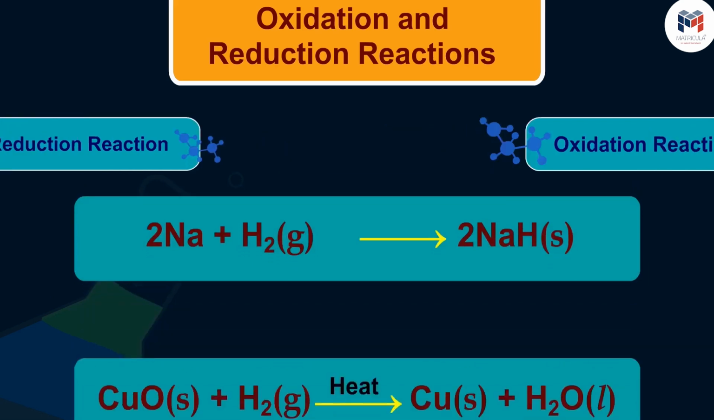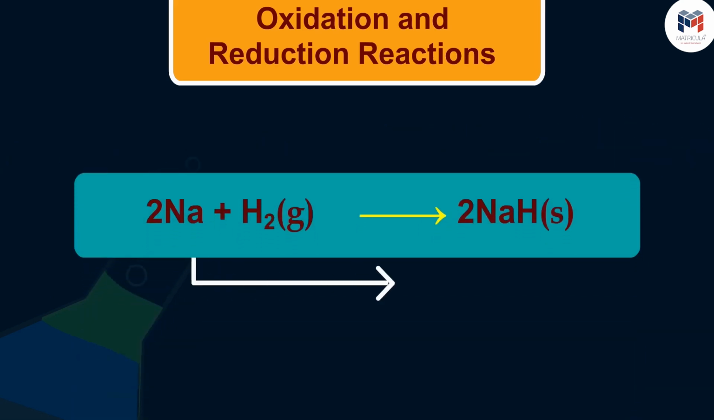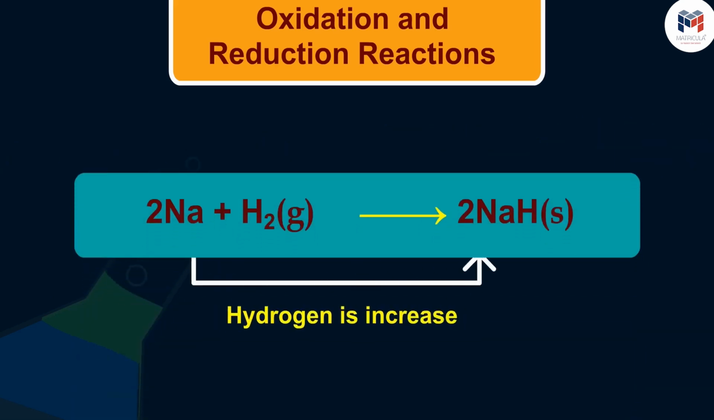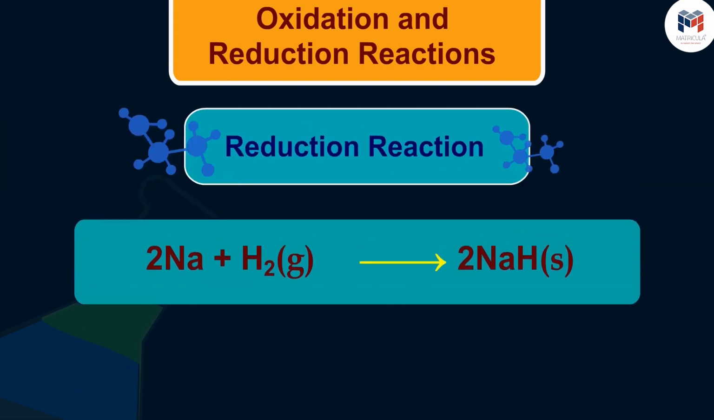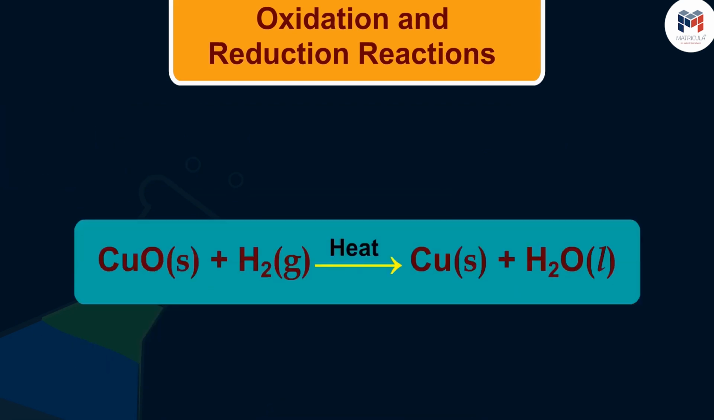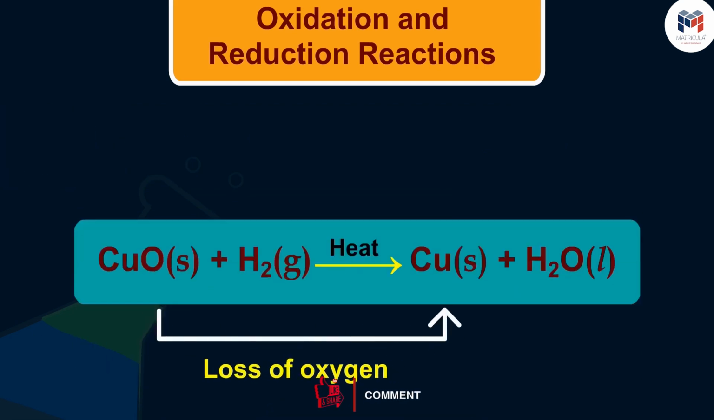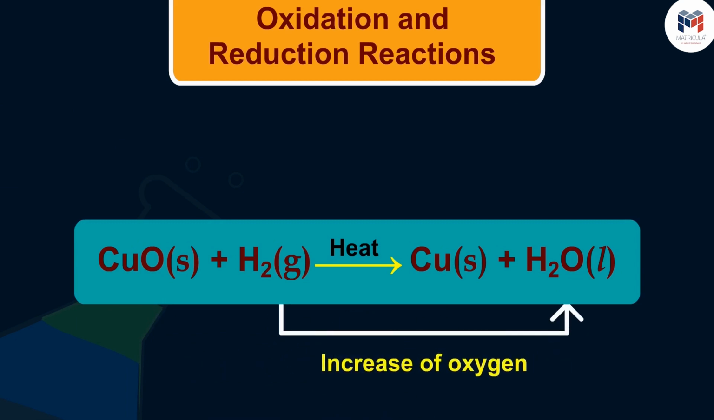In this first reaction, hydrogen is increased in sodium. Hence, it is an example of reduction. In the second example, there is a decrease of oxygen in copper oxide and an increase of oxygen in hydrogen.